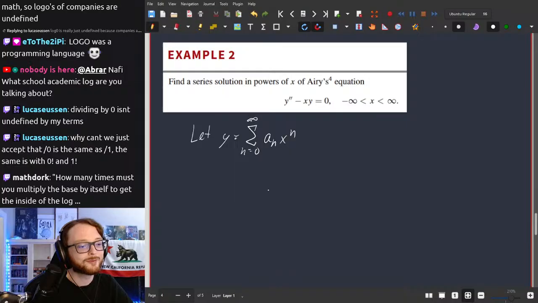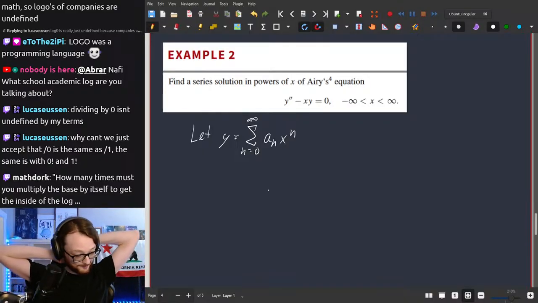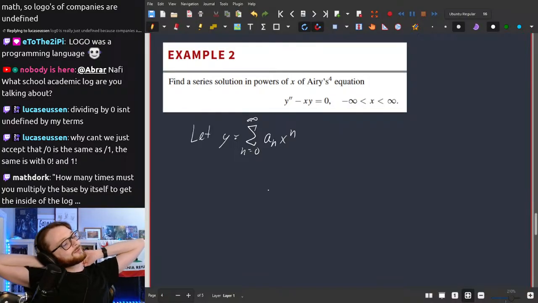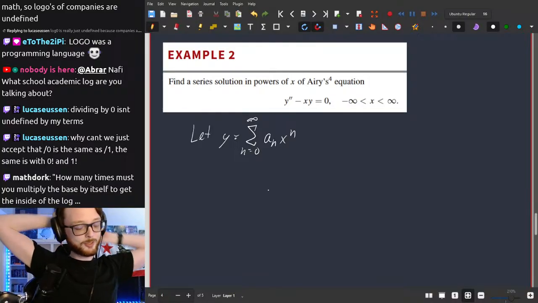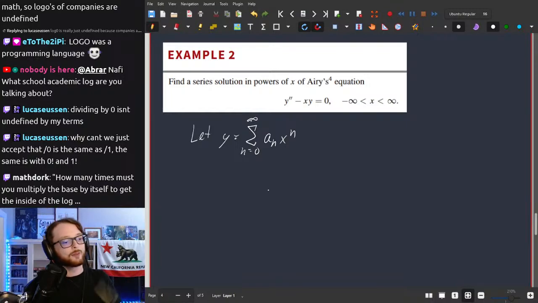0 factorial and 1 factorial being the same doesn't lead to contradictions. Dividing by 0 and dividing by 1, that would lead to contradictions. It's what Zach was saying before, where for any particular thing you want to choose as a result of dividing by 0, you're going to get other things that look the exact same.